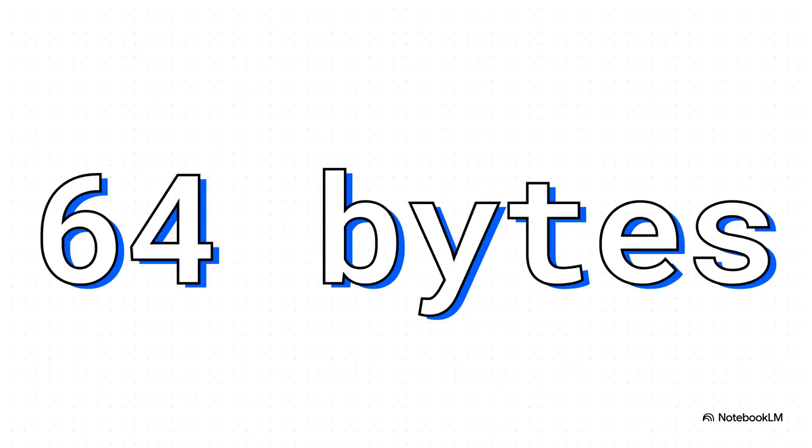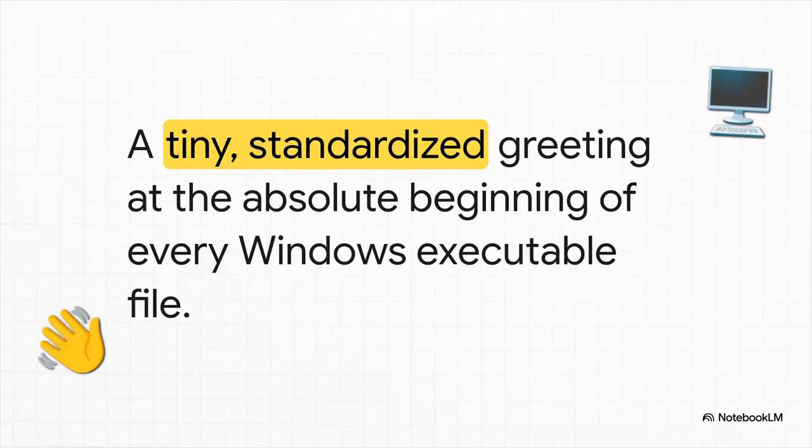So how big is this ancient lobby? It's tiny, just 64 bytes. That's it. To put that in perspective, that's way shorter than a simple text message. It's practically nothing. It's basically a digital welcome mat, a small, standardized greeting at the absolute beginning of the file that has been around for decades. Every single Windows program you have ever run has this exact same structure right at the start.